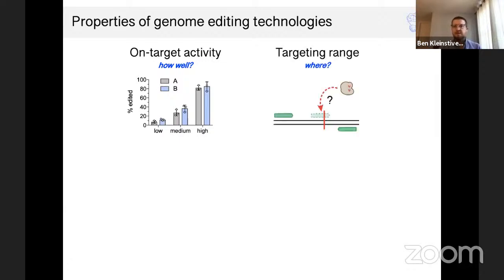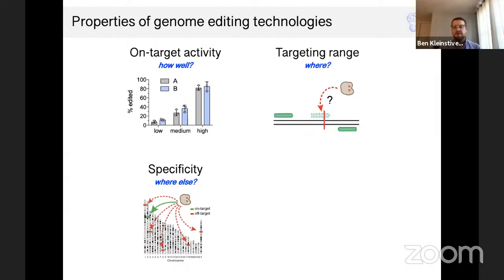Another really important consideration is targeting range. This question essentially is, where in the genome can you target with your platform? Or is there some inherent constraint of your CRISPR enzyme or your TALEN that prohibits you from targeting precisely where you need to make a change of interest or to understand a certain part of the genome?